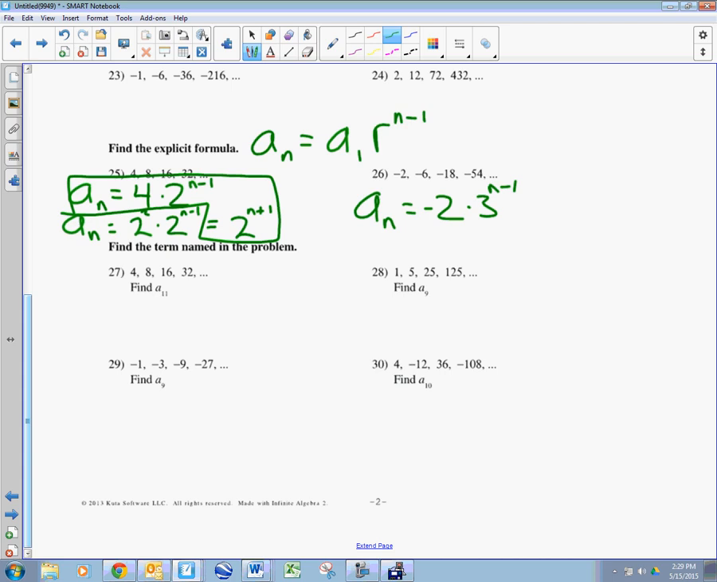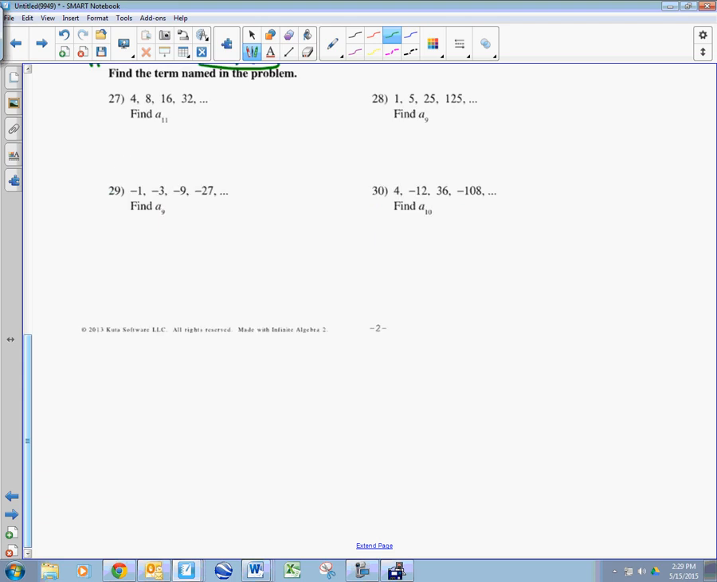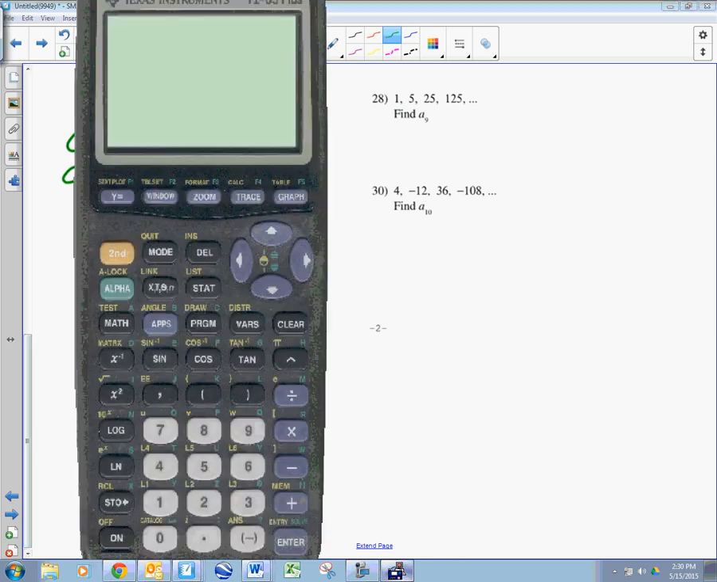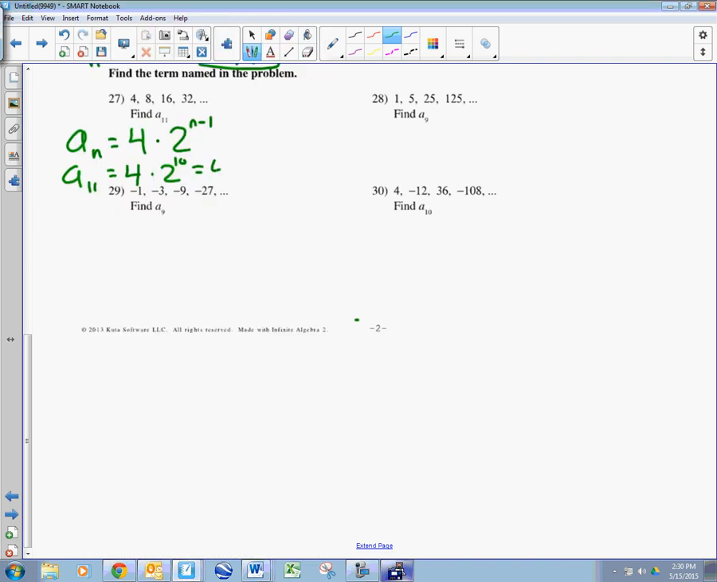Is that what you got? That's all there is to it. Okay, now find the term named in the problem. We'll just do two of these because they're nice and straightforward. A sub n is equal to the first term, 4 times, what's the ratio? 2 to the n minus 1. It's asking me to find term number 11, so we just plug in 11. A sub 11 is equal to 4 times 2 to the 11 minus 1 would be 10. Plug in your calculator. 4 times 2 to the 10th power is 4,096. Do 28 quick. Go.